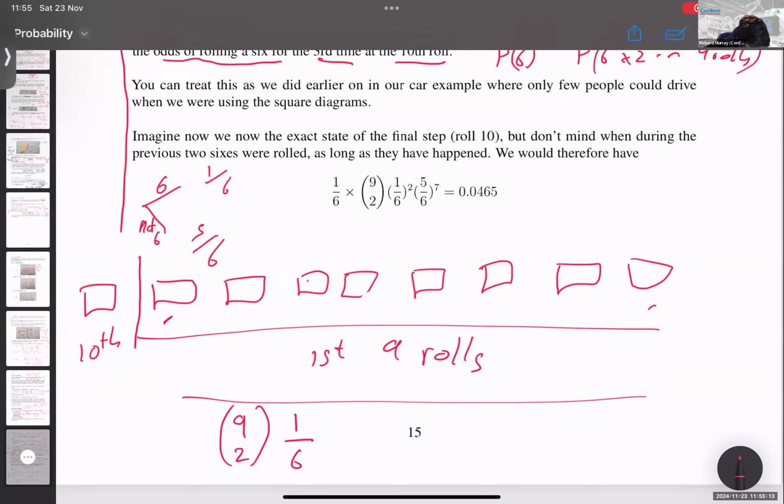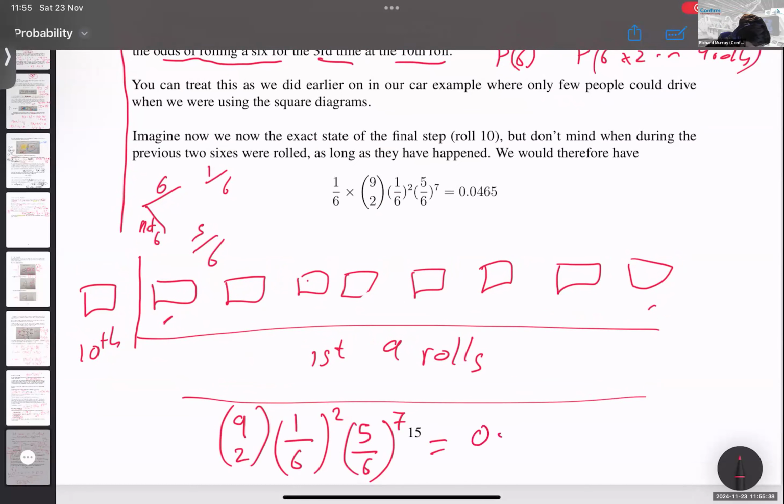The probability of a success is 1 in 6, and we want 2 successes. The probability of a failure is 5 in 6, and we expect there to be 7 of them. And that's equal to whatever that's equal to. So it's 9 choose 2 times 1 over 6 squared times 5 over 6 to the power of 7.